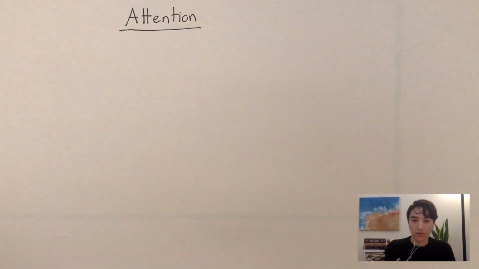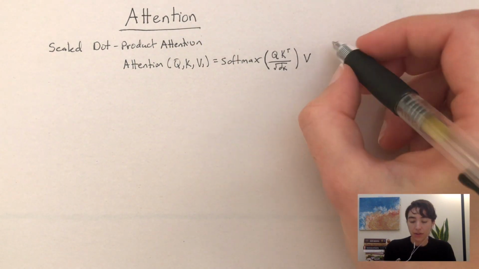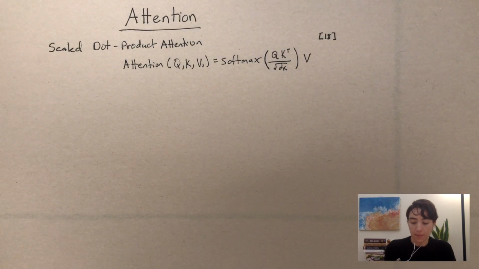The kind of attention we're using is called scaled dot product attention. It is a function of Q, K, and V. It's equal to the softmax of Q dot product K transpose over the square root of the dimensionality of K, times V. Let's break that down as vectors.